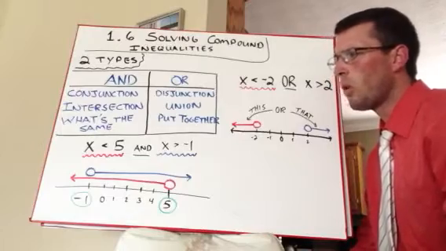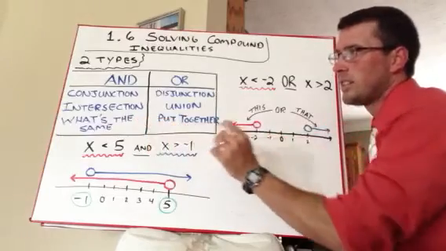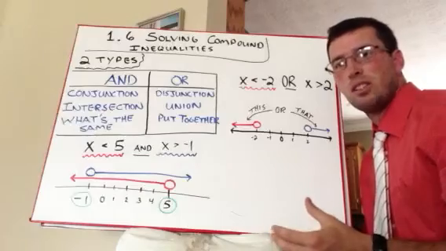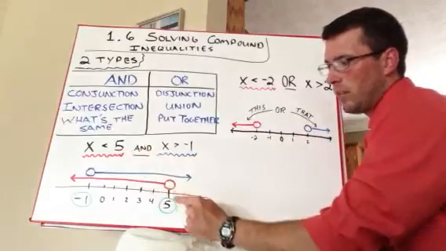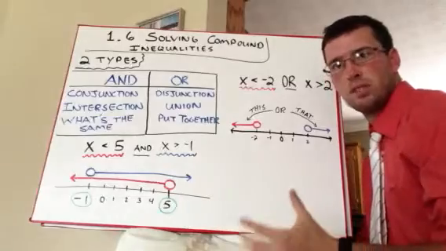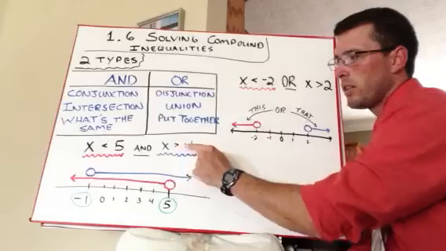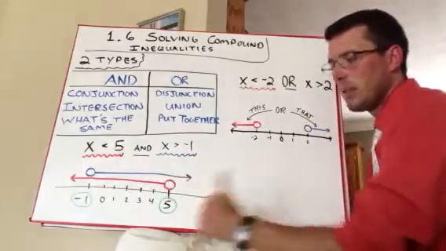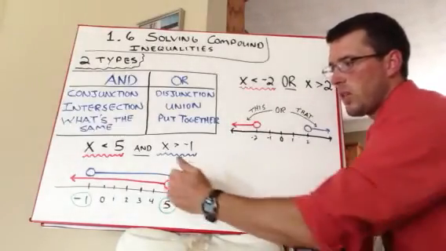So what we want to focus on with the word and, if you look up in our little cheat sheet box, it says it's the conjunction, it's the intersection, it's what's the same. So we're kind of looking at where they overlap. If I say x is less than 5, you see it here in red, it's going less than 5. Notice I didn't bubble it in, it's not equal to it, it's an open circle. And then the other part is greater than -1. So at my -1 location, I have my blue, and it's coming towards me this way.